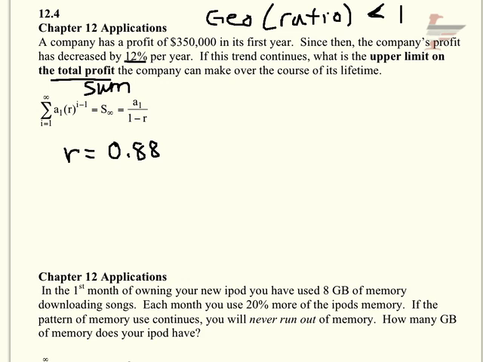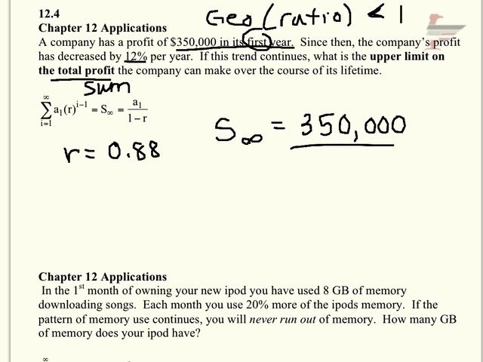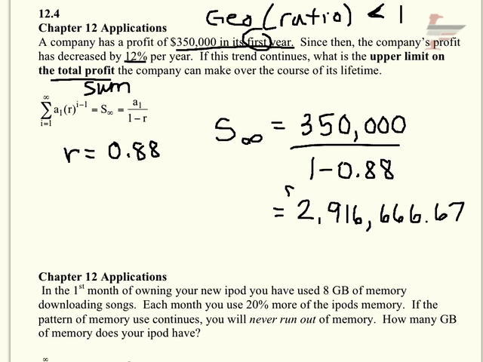And so the sum to infinity, and these are pretty easy formulas to utilize. Your first term is definitely that $350,000 that you had in the first year, right? First. And then divided by 1 minus your ratio, well, that's obviously the 12% after I subtract that. And when you dump it on your calculator, you get $2,916,666.67, and that's rounded. So that would be the total profit they would make over the course of this company.